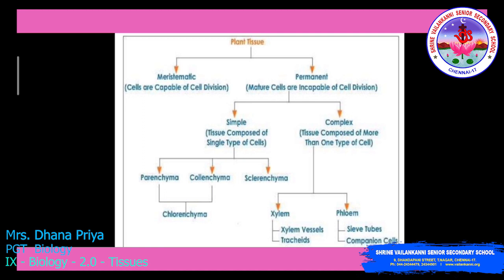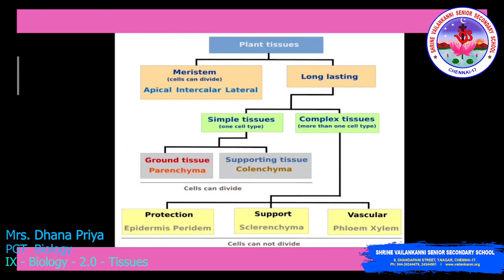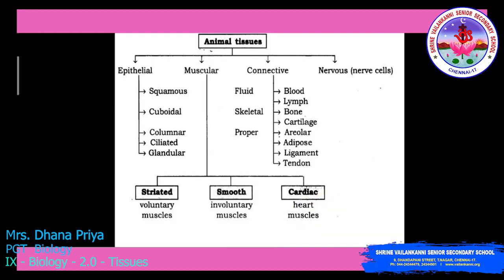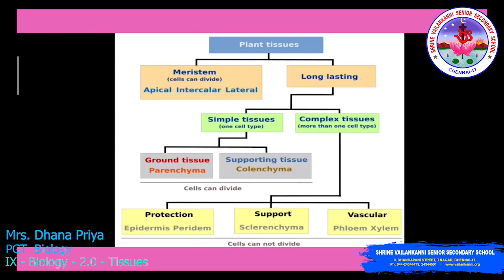So these are the headings and the topics we are going to cover in this lesson: plant tissues and animal tissues. Here you can see the difference between plant tissue and animal tissue. The plant tissues are of two types. One is meristem and the other one is what? Permanent, that is long lasting.